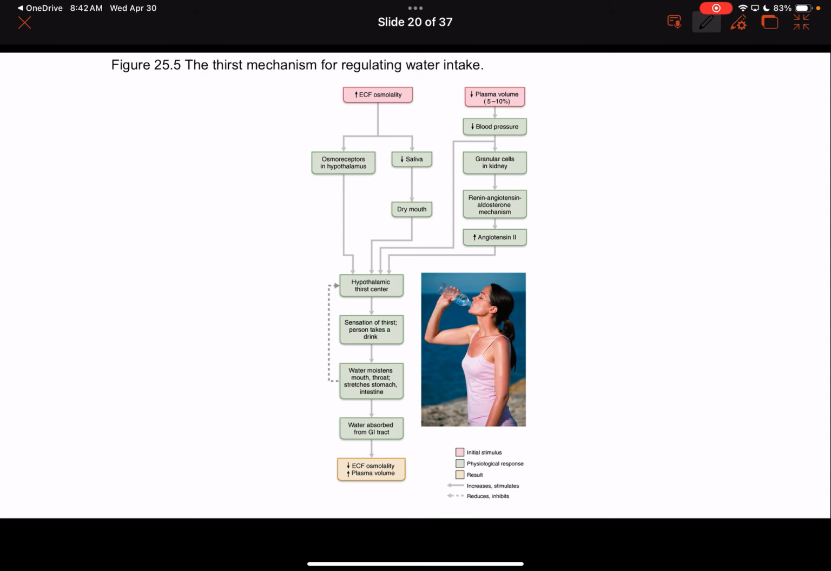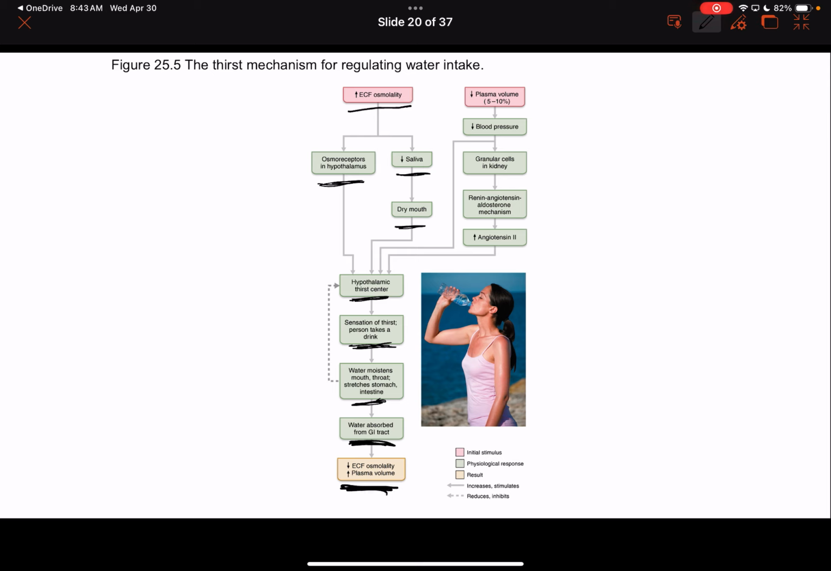So this is just a diagram showing everything we just talked about. If your body is too concentrated, you experience an increase in ECF osmolality. So for example, your plasma concentration goes up. You're going to have a decrease in saliva and that dry mouth. You have osmoreceptors that detect that in the hypothalamus, which is going to trigger that thirst center. You're going to have a sensation of thirst. So hopefully you drink some water. The water moistens the mouth and the throat and stretches the stomach and intestines, and that extra water you just ingested is going to be absorbed from the GI tract, which should decrease your osmolality back to normal.